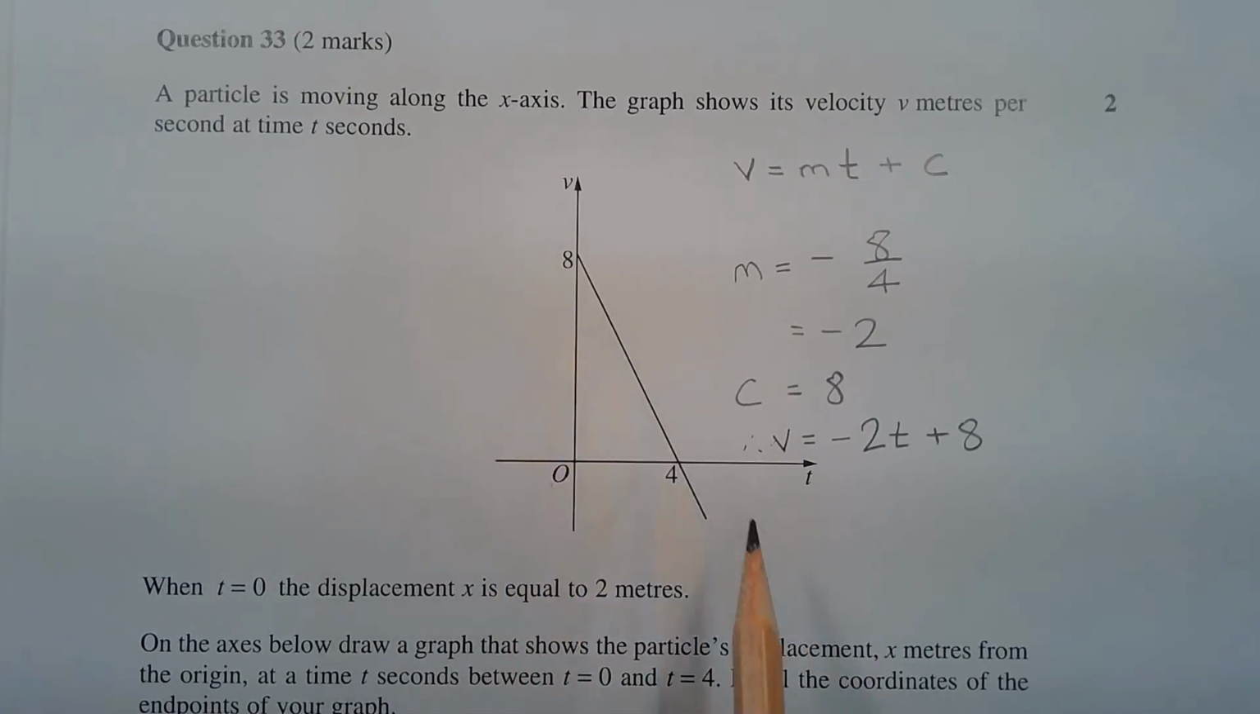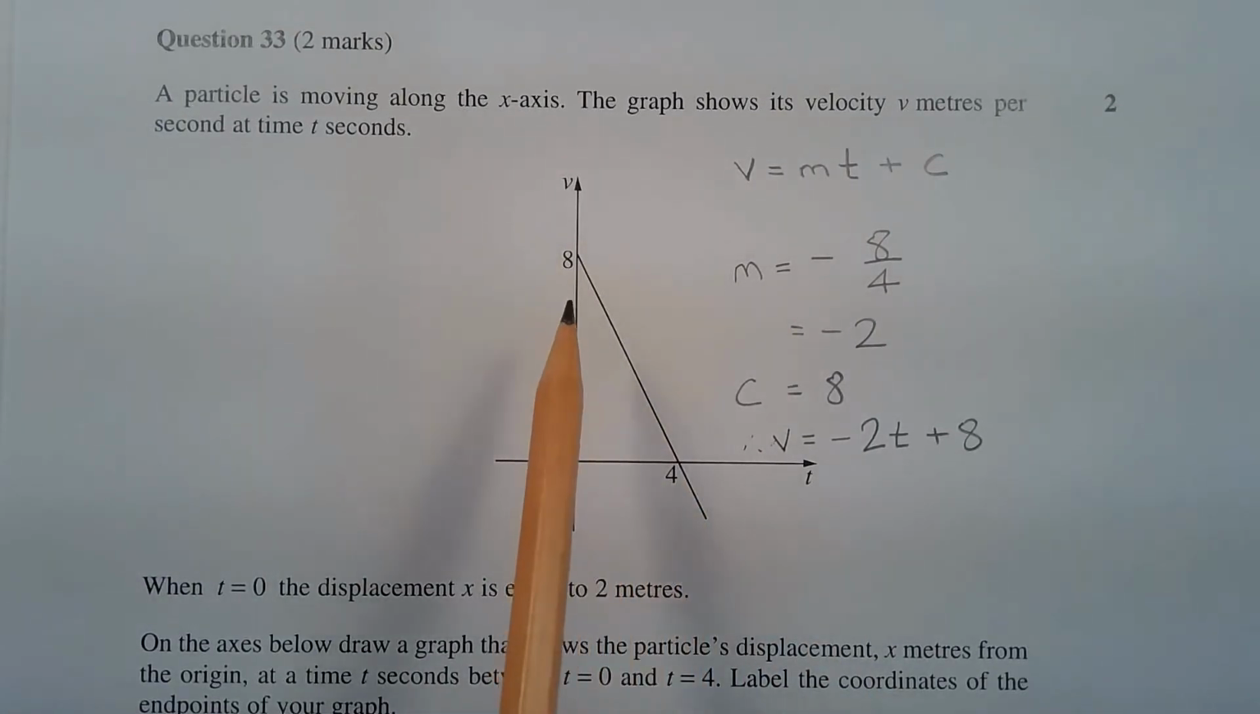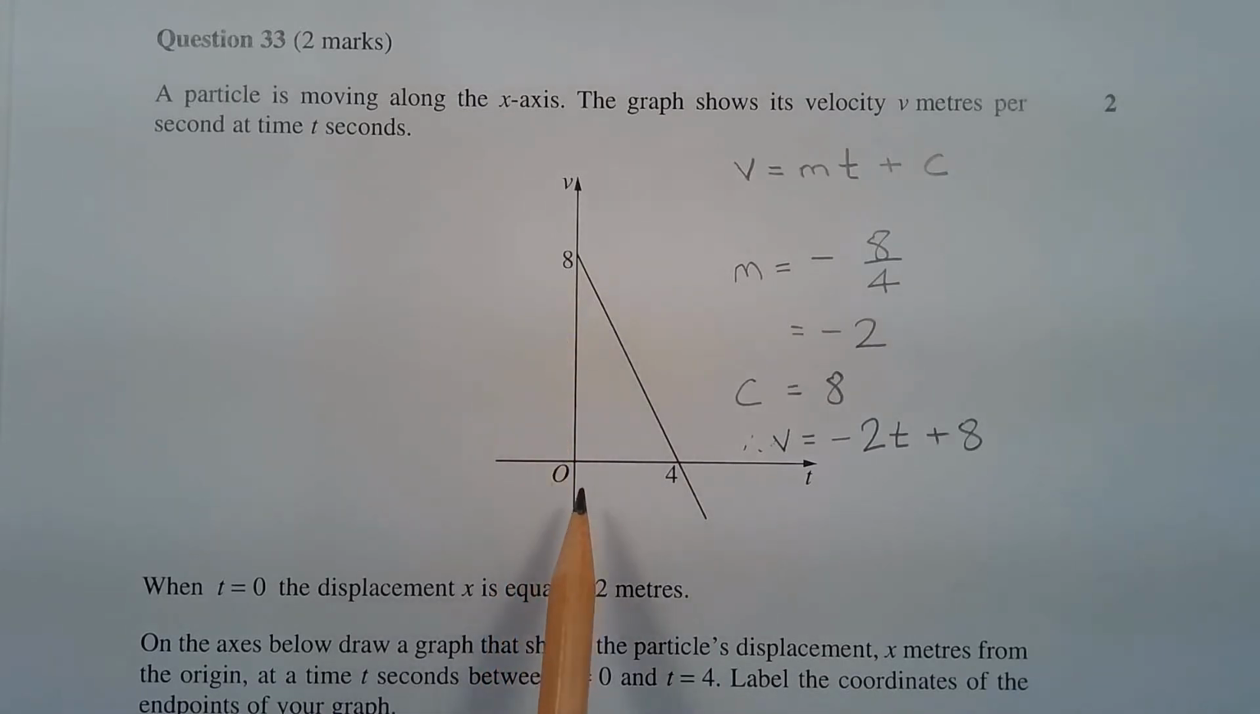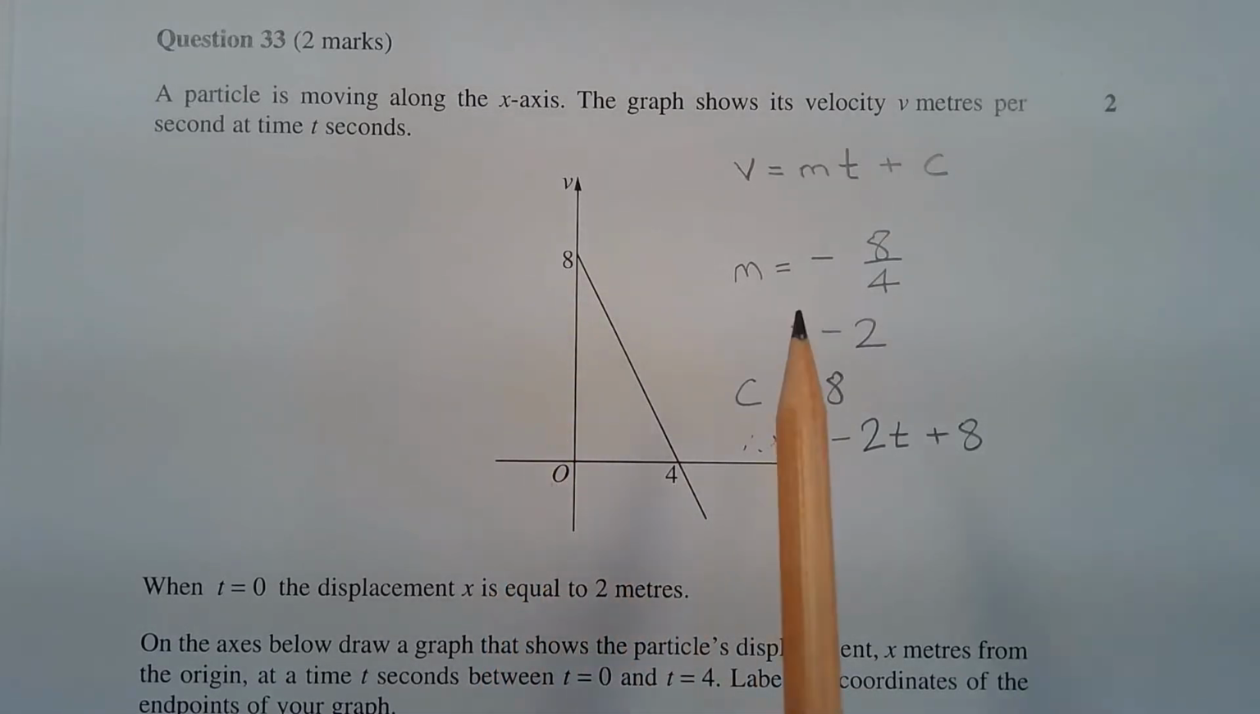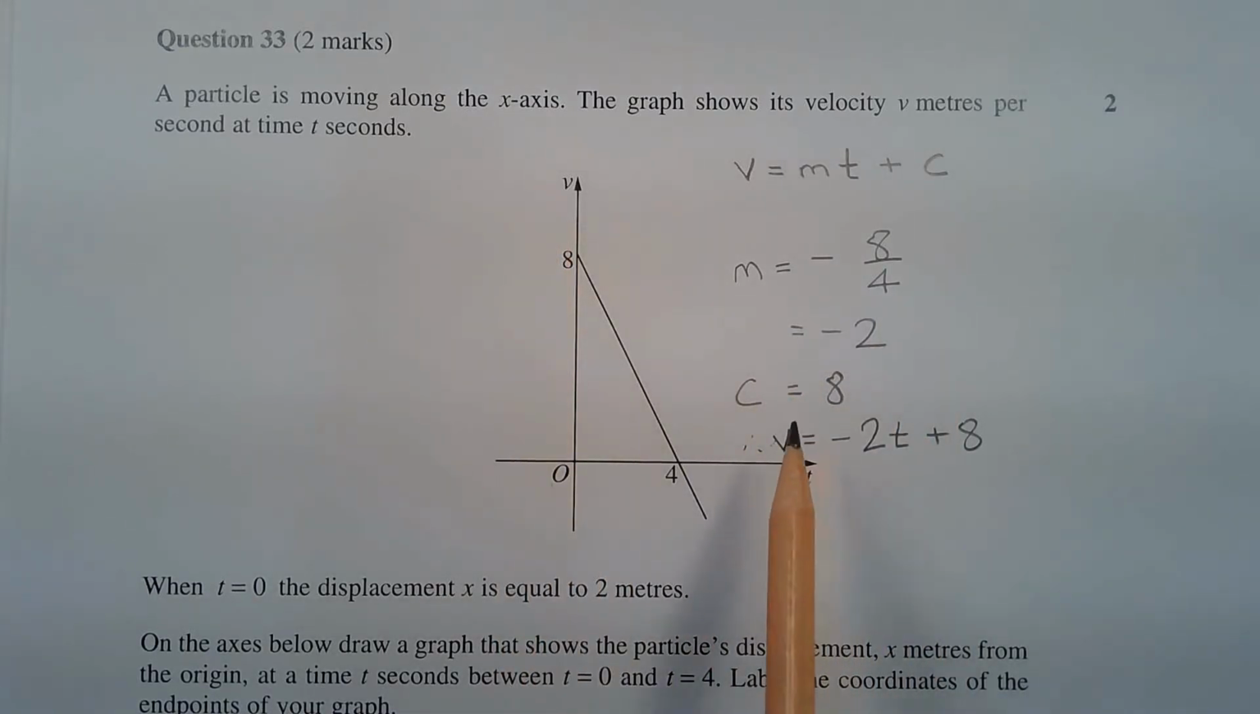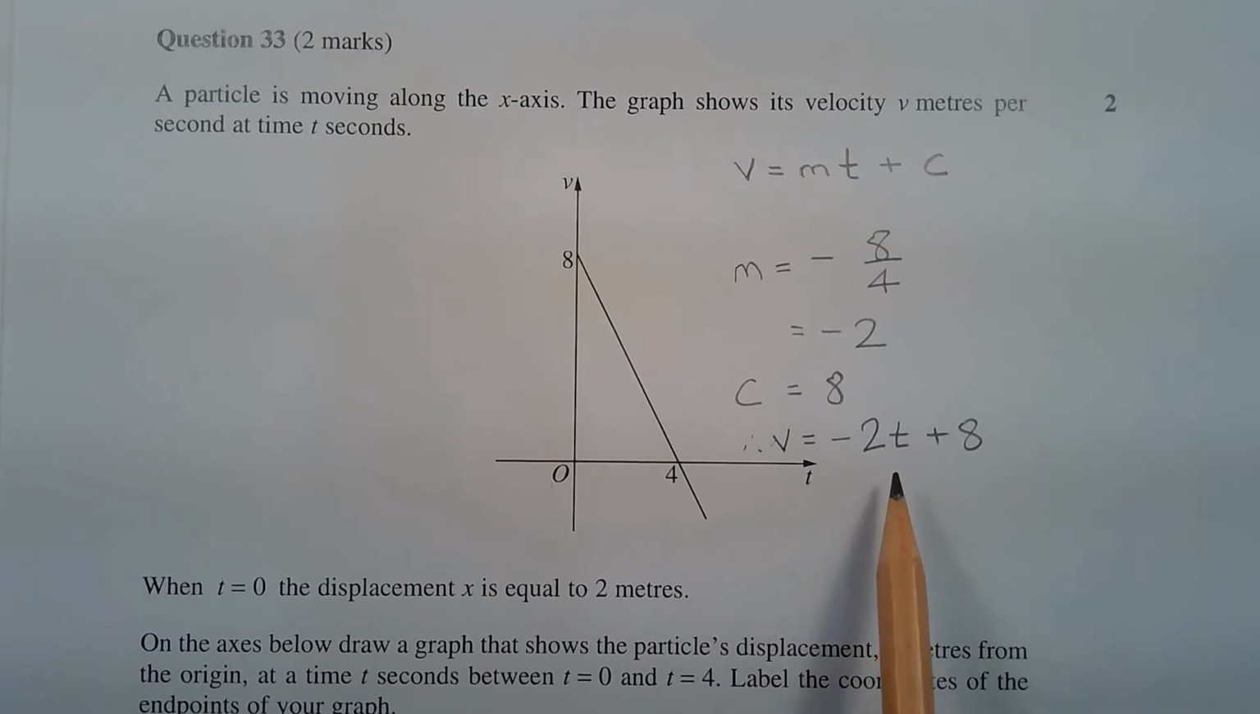So to find the gradient of the line, we can use rise over run. We can see that it has a fall of 8 units over a run of 4 units. So the gradient's negative 8 over 4, which equals negative 2. And the y-intercept, or the vertical intercept, can be found by inspection, and that equals 8. So the equation of the velocity is v equals negative 2t plus 8.